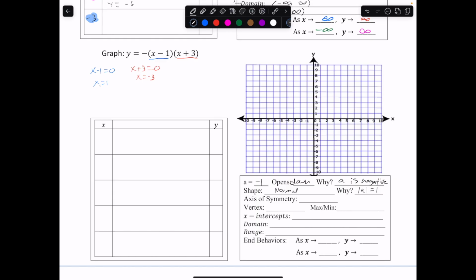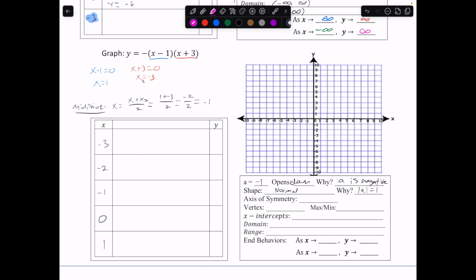We'll call these x1 and x2. So now we find the midpoint. Remember that was x is equal to x1 plus x2 divided by 2. So this is going to be 1 plus -3 divided by 2, which is -2 divided by 2, which is equal to -1. Okay, so our axis of symmetry, or the midpoint, is -1. So now we need to find two numbers smaller, two numbers larger. So two numbers smaller are going to be -2, -3, and 0 and 1.